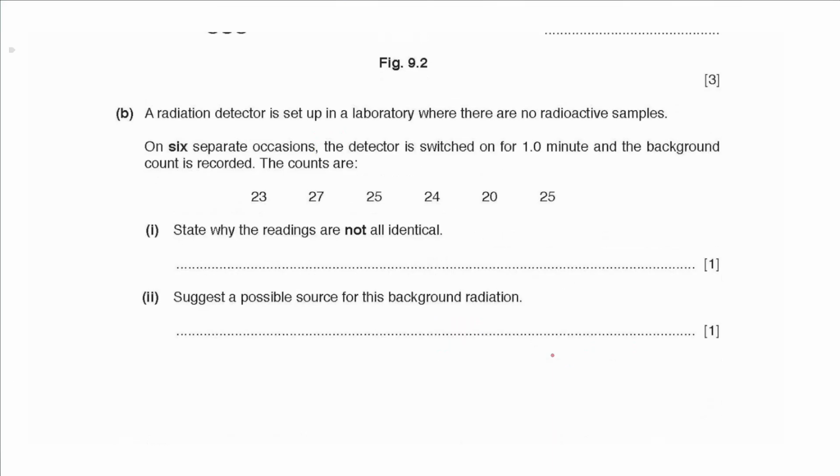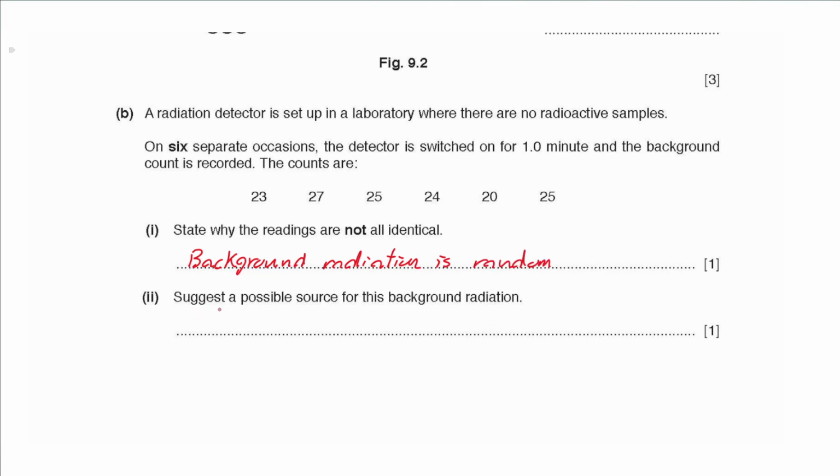Part B says a radiation detector is set up in a laboratory where there are no radioactive samples. On 6 separate occasions, the detector is switched on for 1 minute and the background count is recorded. The counts are 23, 27, 25, 24, 20, and 25. State why the readings are not all identical. That is because background radiation is random, or a random process.